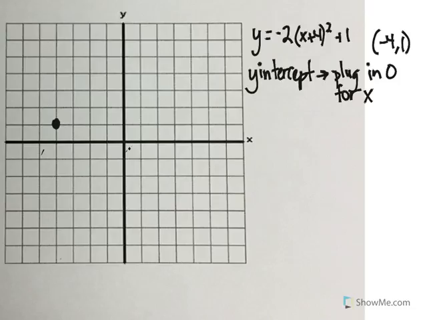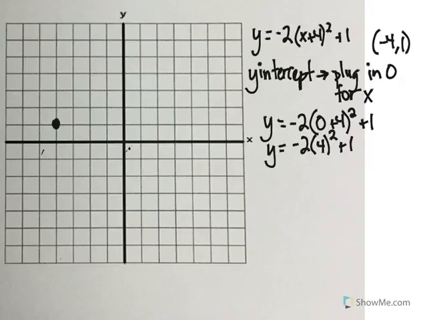So, plug in 0 for x. Let's do that. y equals negative 2 times (0 plus 4) squared plus 1. Because if I can figure out where my parabola is going to hit the y-axis, where it will intersect the y, then it can help me decide how fat or skinny my graph will look. All right. y equals negative 2 times 0 plus 4, which is 4, squared, plus 1.